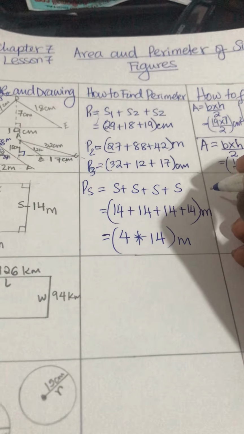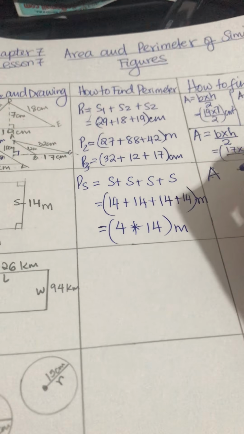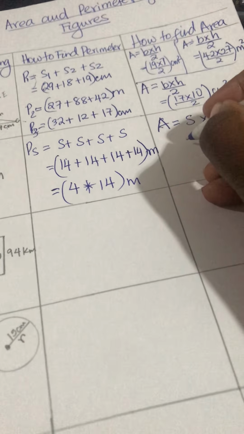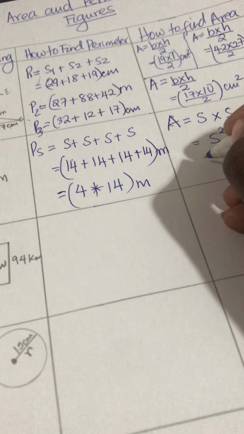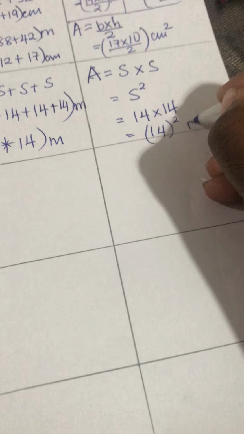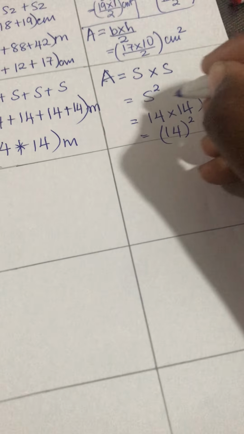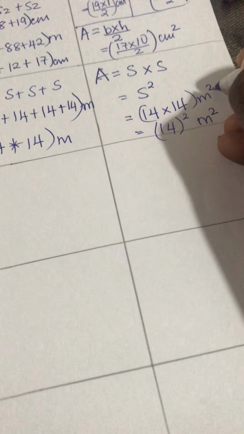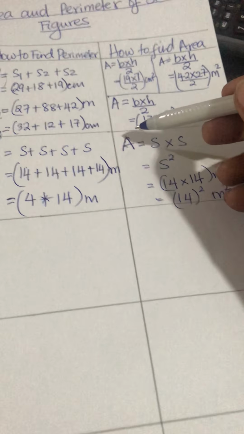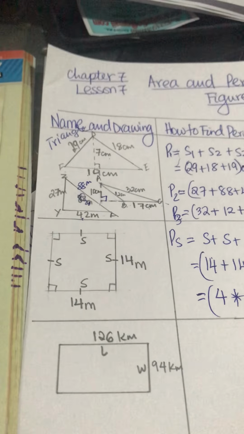Now I want to find area. Area equals side times side, or side squared. That means 14 times 14, or 14 squared, and then meters squared. Okay? That is how you find the area of a square.